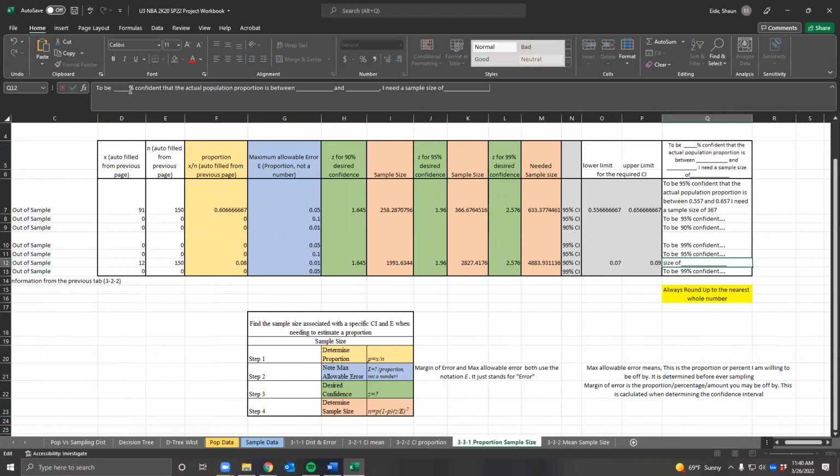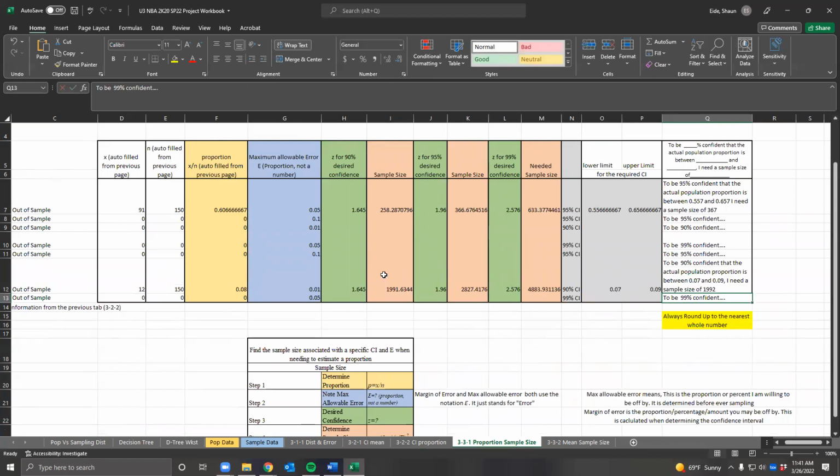So to be 90% confident that the actual population proportion is between 0.07 and 0.09, I need a sample size of 1,992. Okay, and that's how you would go about doing that. So always round up.